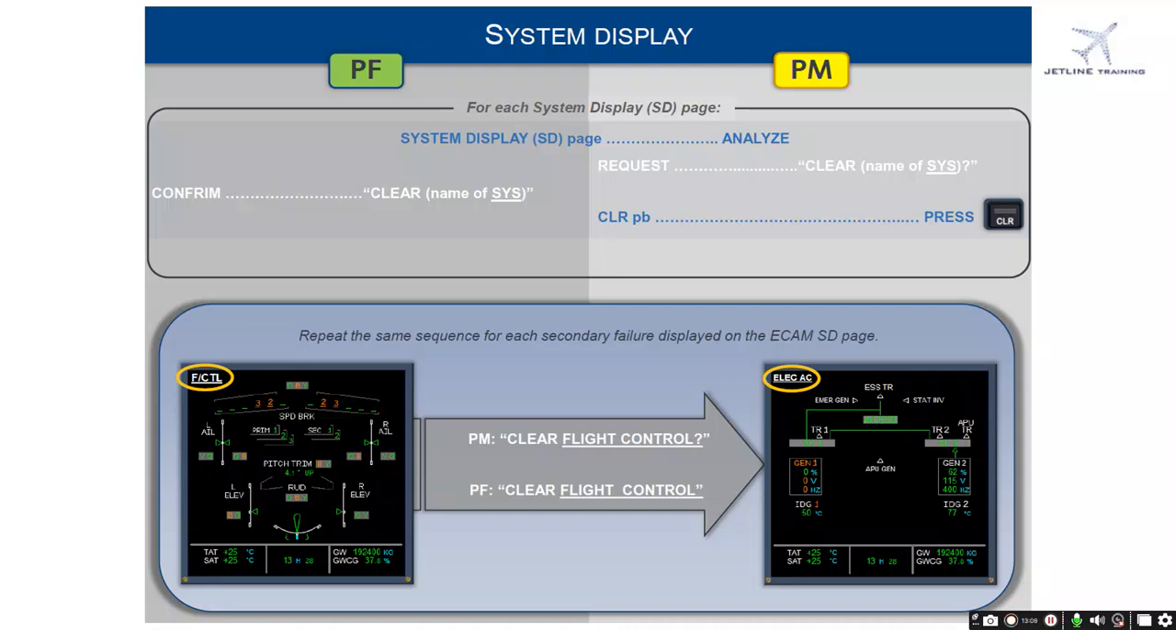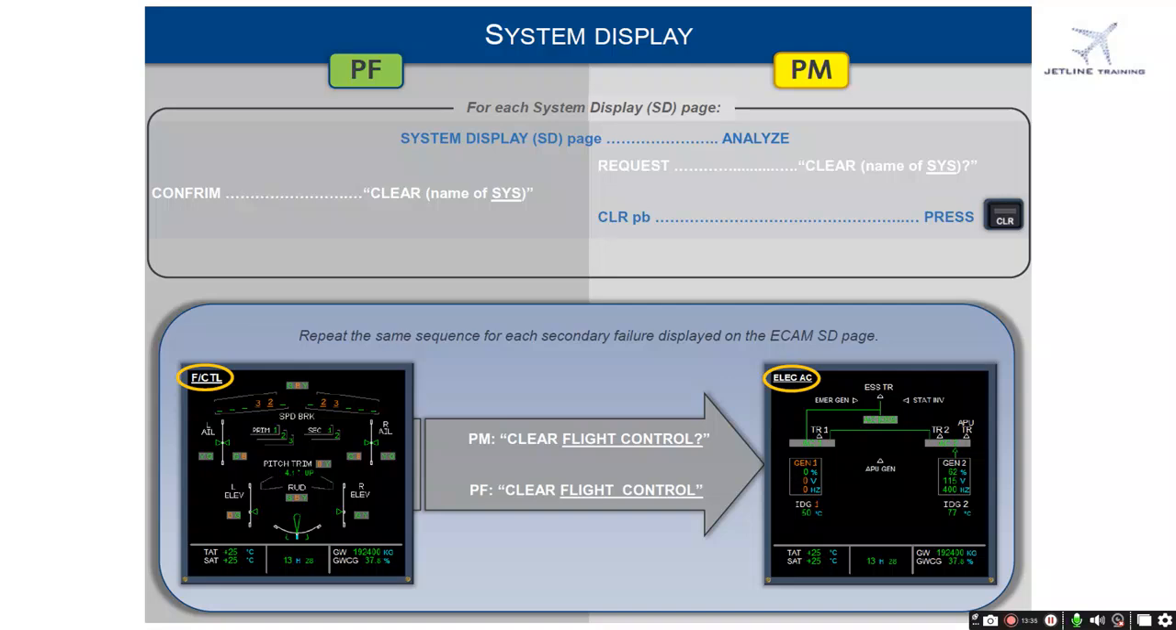Then we sometimes have secondary failures, and they will be displayed on the right side of the ECAM. You can have land ASAP red, land ASAP amber, or nothing. So if you have land ASAP red or land ASAP amber, you will announce it, and then you analyze the secondary failures that will appear on a system display if you have them.